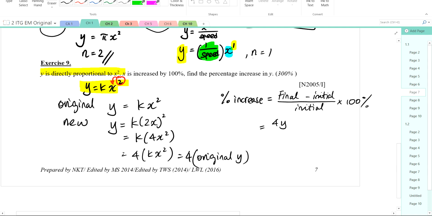4 original y minus initially how many y? 1, it's just 1 y. Divided by initial how many? y again. Times 100%. 4y minus y, 3y. 3y divided by y, 3. 3 times 100%, 300%.